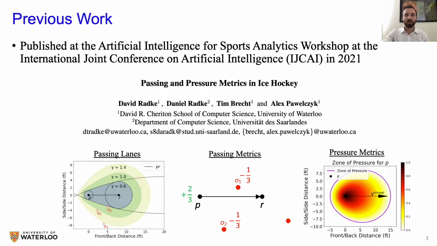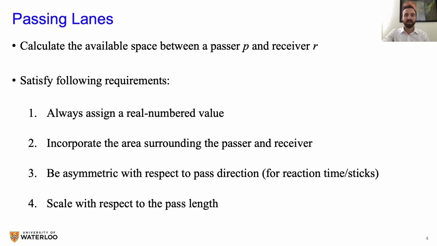We previously published work in the AI for Sports Analytics workshop at IJCAI last summer, where we developed various metrics around passing and pressure from other players. In the paper I'm presenting today, we present a model to identify different types of passes and extend the passing lane model from that initial paper. We previously identified a passing lane as the available space between a passer P and receiver R, and identified that a passing lane should always assign a real numbered value, incorporate the area surrounding the passer and receiver, be asymmetric with respect to the pass direction to account for possible reaction times and sticks, and scale with respect to pass length.